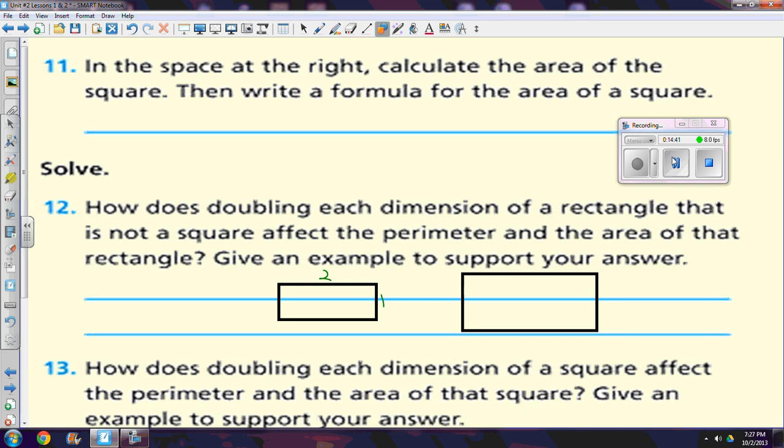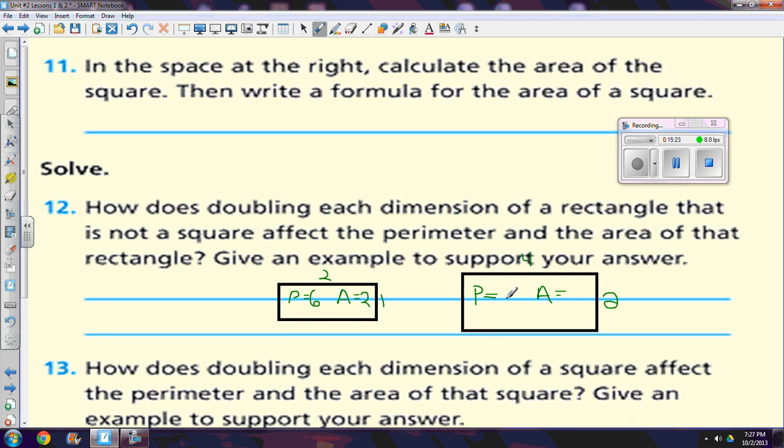And now the rectangle is doubled. So now we have 4 and 2. What would be your perimeter here, and your area? Well, 2 plus 1 plus 2 plus 1. So we have 4, 5, and 6 units, and area would be 2.